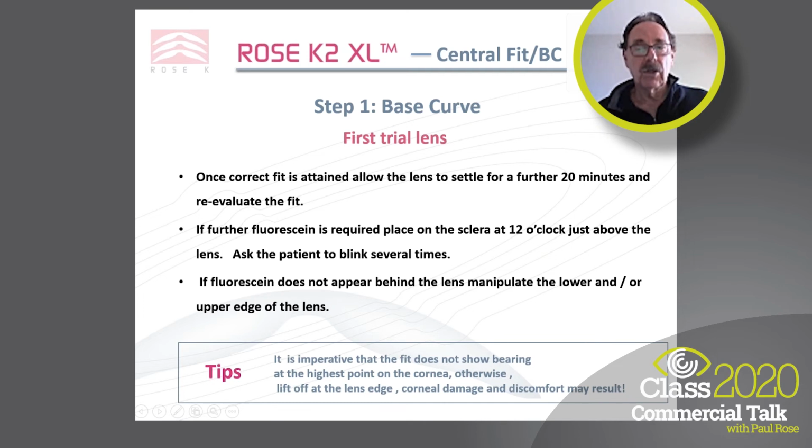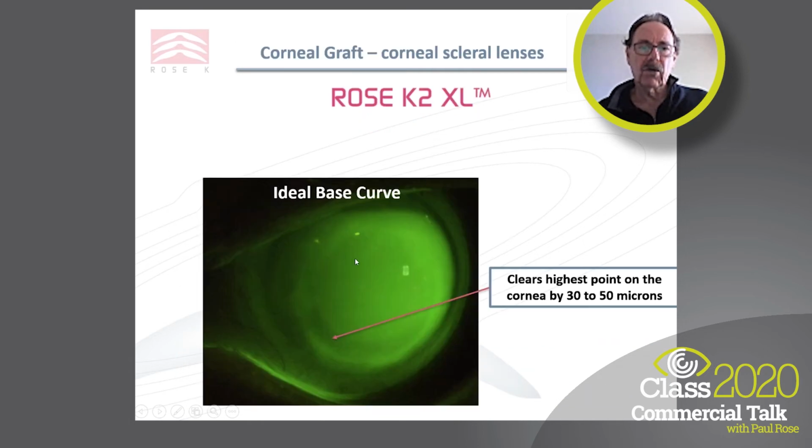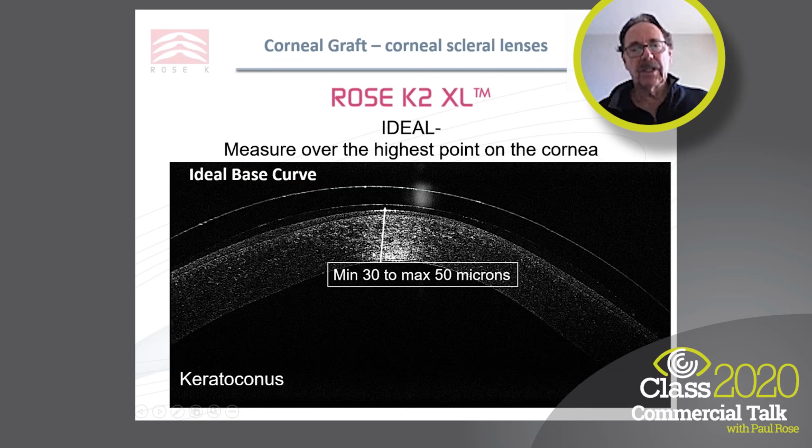Again, it's imperative to not leave the lens flat. If it does, you can cause problems to the cornea. So here's a graft. You can see the edge of the graft here, and this is clearing the edge of that graft. This is the highest point by somewhere between 30 to 50 microns. So once you've got 30 to 50 microns here, you won't see any touch over that area. And if you have an OCT, you can verify that over the highest point. The minimum tear layer I want is 30 microns. The maximum I want is 50 microns.